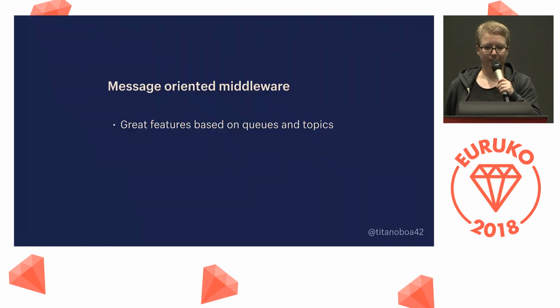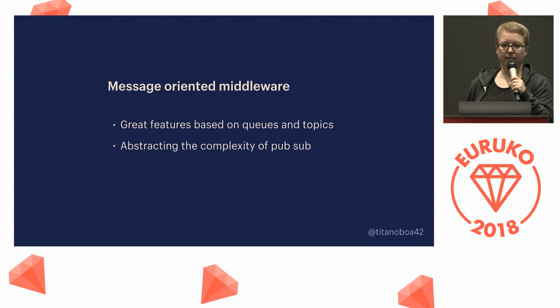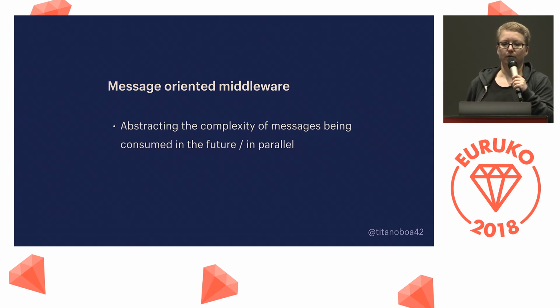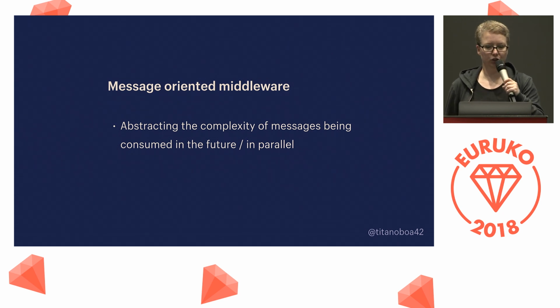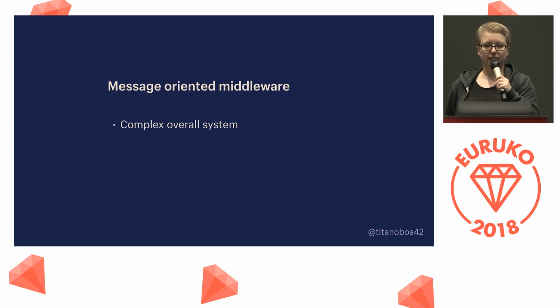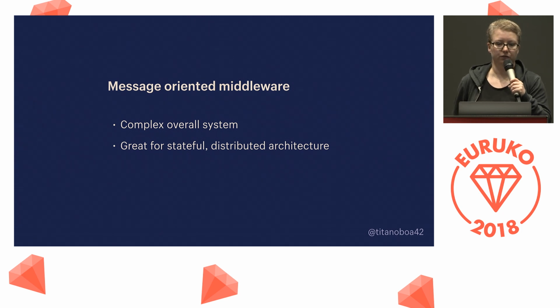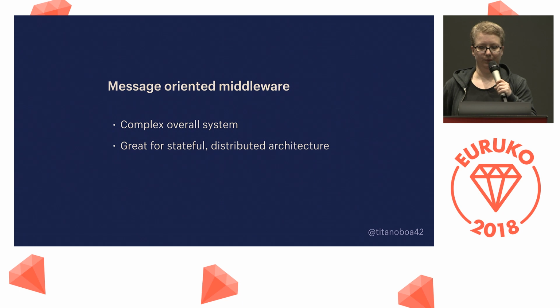So to summarize, the features of message-oriented middleware are based on queues and topics, and the topics abstract away the complexity of publish-subscribe, while the queues abstract away the fact that messages are processed asynchronously in the future or in parallel. That allows us to write very simple, concrete message consumers, but again, our overall system might become a bit more complex. Think about delivery and order guarantees. And this kind of messaging is a great fit for stateful distributed architectures.